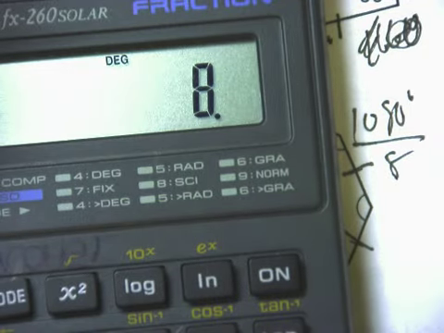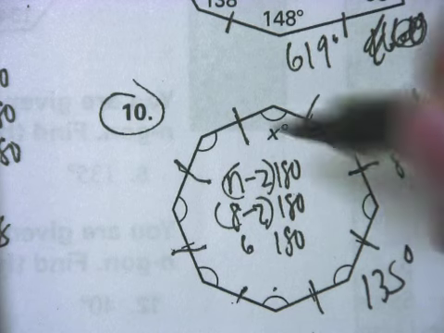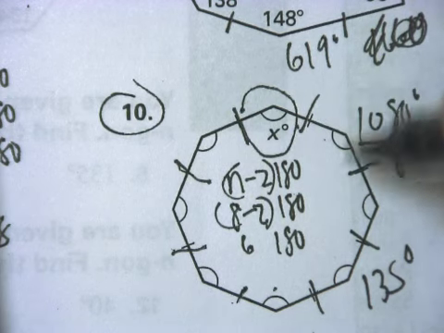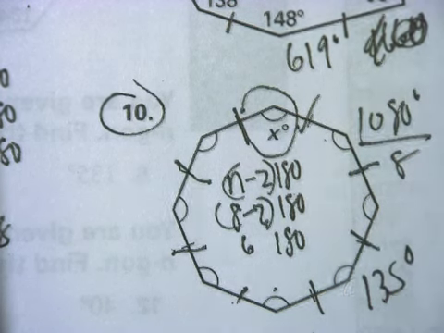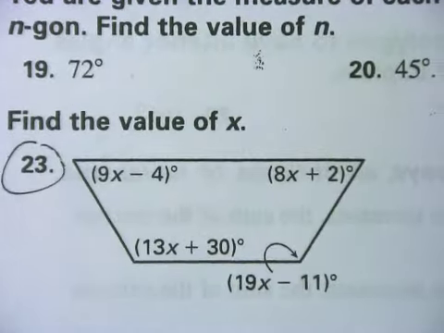But I have 8 sides and 8 angles. So it's 1,080 divided by 8. And that gives me 135 degrees. So x is equal to, this one angle here is 135, and all of the angles are 135 degrees.